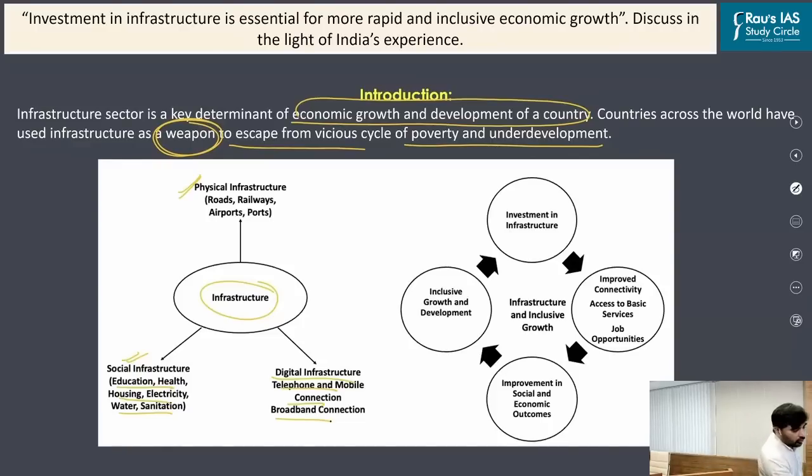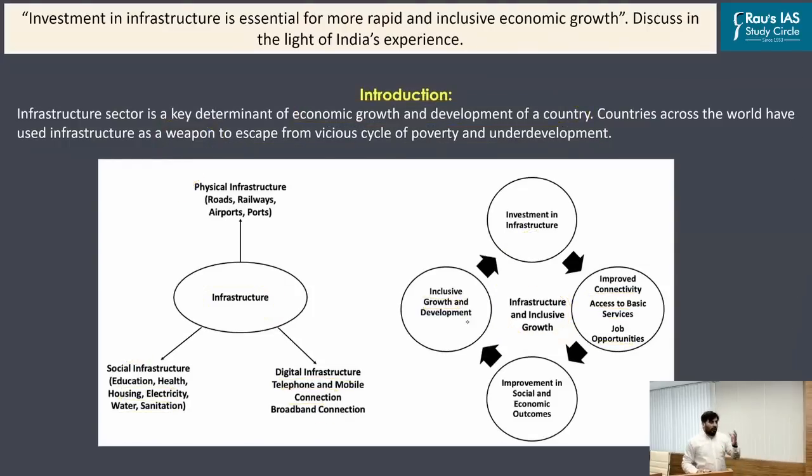Secondly, you could incorporate this flowchart, a mind map, which explains the virtuous economic cycle between infrastructure and inclusive economic growth. Once we make more investment in infrastructure, we would be able to provide higher connectivity, access to basic services, and job opportunities, and hence promote inclusive growth and development. So this is a self-explanatory diagram which you incorporate in the answer as a kind of enrichment, value addition, right?